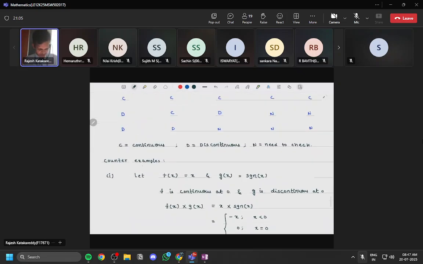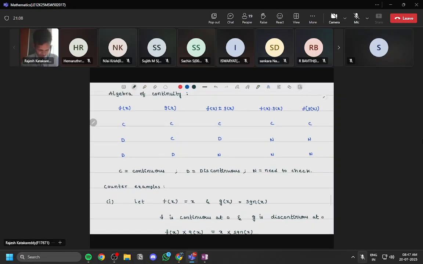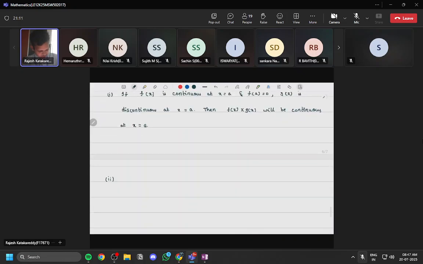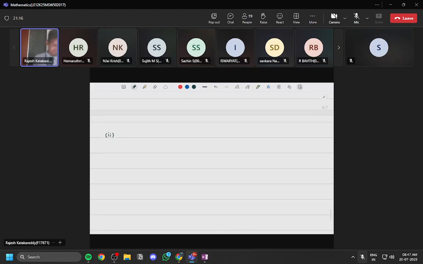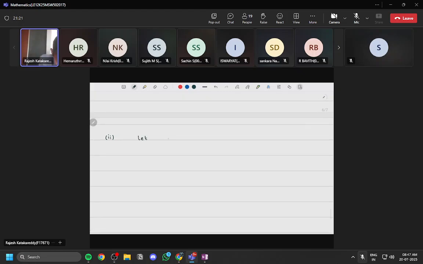Composition, let me do later. So let us take two discontinuous functions. I'll add or subtract them. I'll get one continuous. So let f of x is equal to greatest integer x, g of x is equal to fractional part of x. Two discontinuous functions at every integer. So if I'm adding f of x plus g of x, I'm going to get here x.